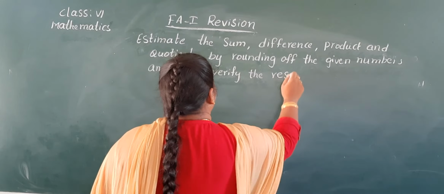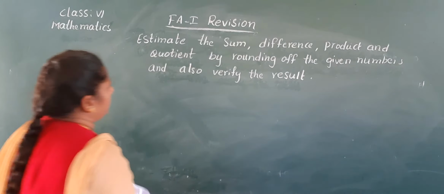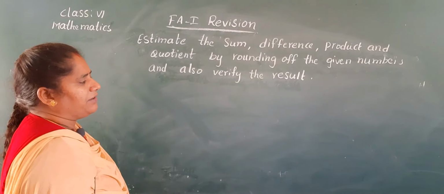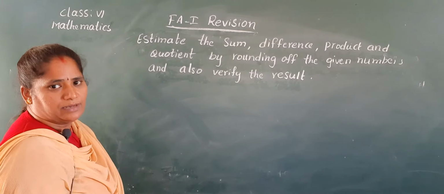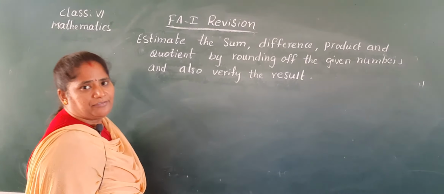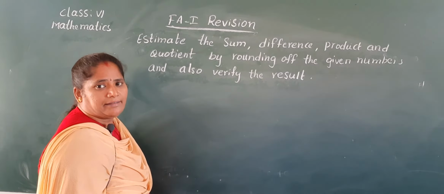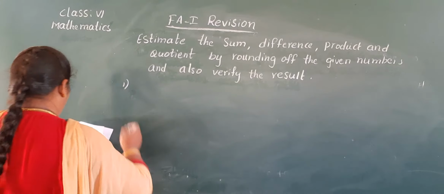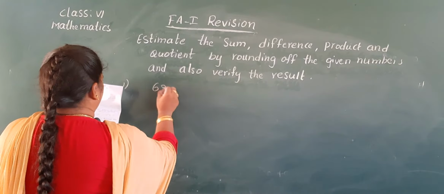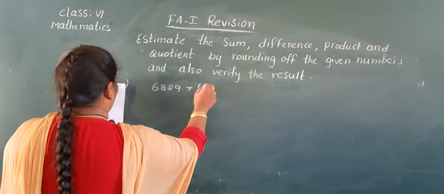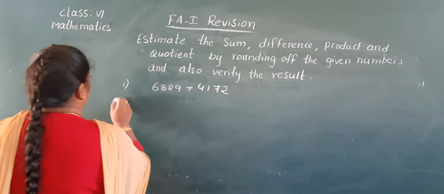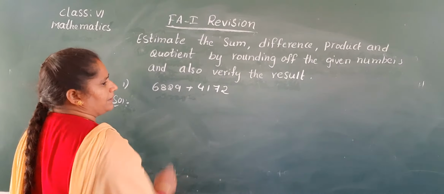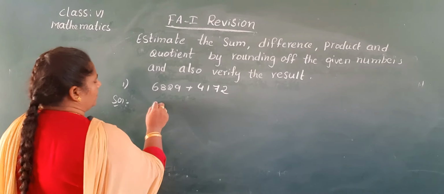So if you learn this estimation, then we can do this estimation in our mind only by rounding off the numbers. Already I explained the rounding off of numbers to the nearest 10, 100, 1000 like that. So here first problem, 6829 plus 4172. So by rounding off these numbers, we have to find the sum. Plus means sum.